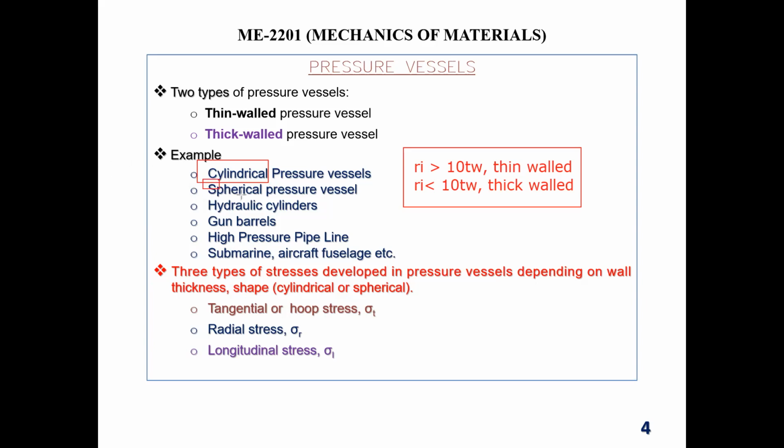Then you see the pressure vessel might be spherical. Spherical means like a football is a pressure vessel. Wall made of leather, but inside has air and is pressurized, right? Similarly, it might be made by a steel plate and inside might be some fluid. Other thing is a hydraulic cylinder. Our piston cylinder is also a pressure vessel.